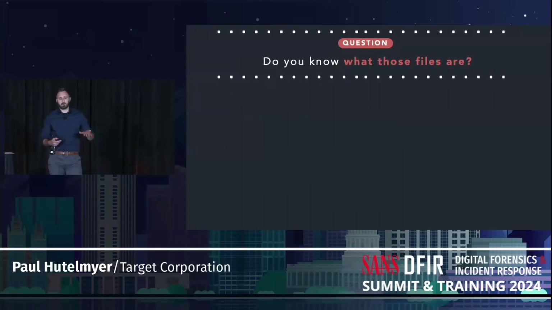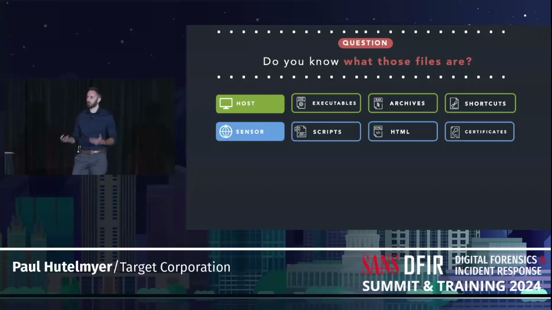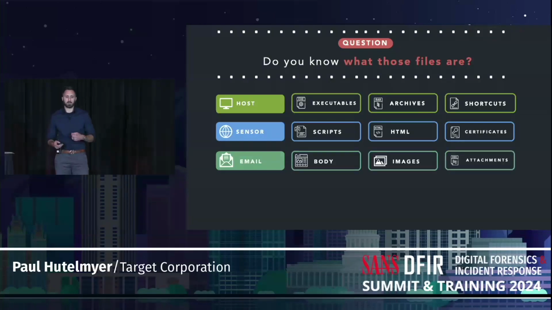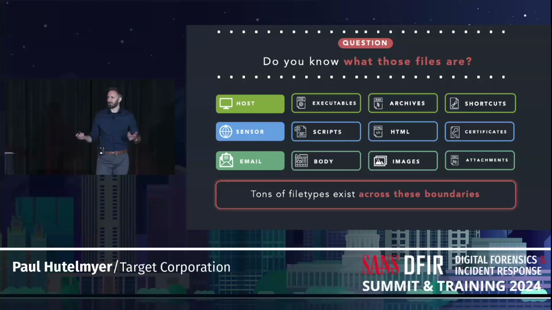But if you go a layer deeper, do you know what some of those files are? On the host, you're going to see things like executables and shortcuts, et cetera. On your network sensors, you're going to see scripts and certificates. And more specifically about emails, you're going to see bodies, images, attachments. Emails are just multiple parts. But these don't really exist in those boundaries, they exist across boundaries. And there's way more than this too, right?